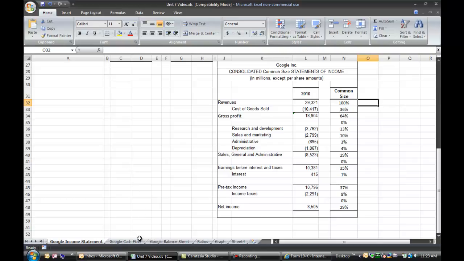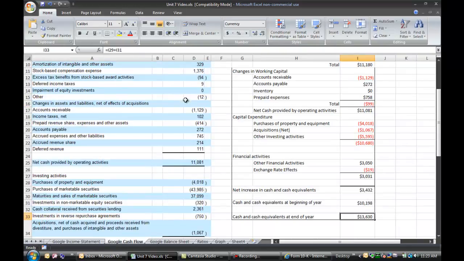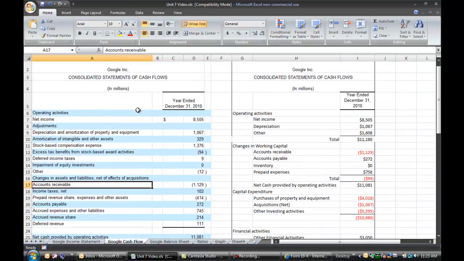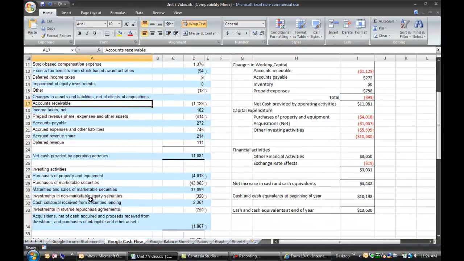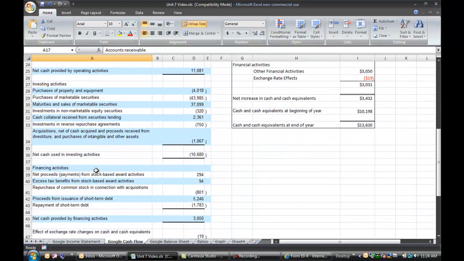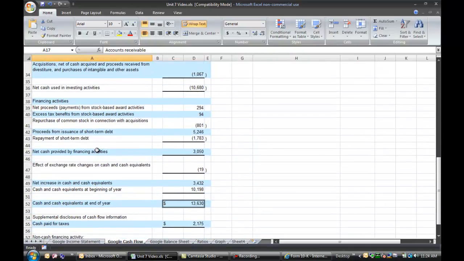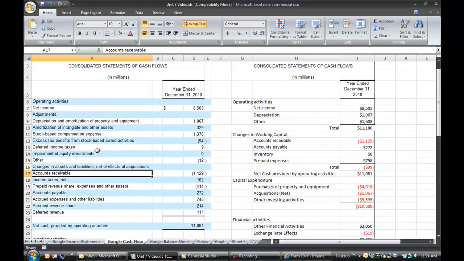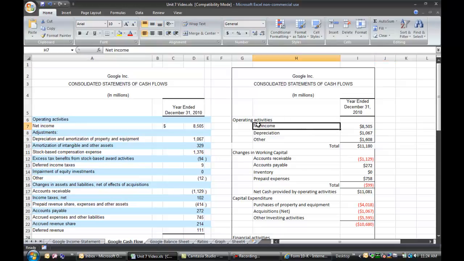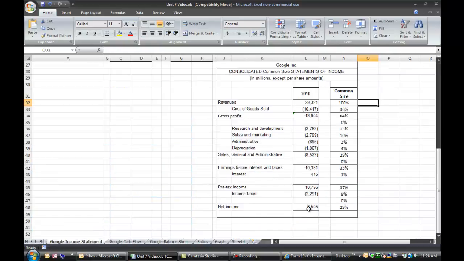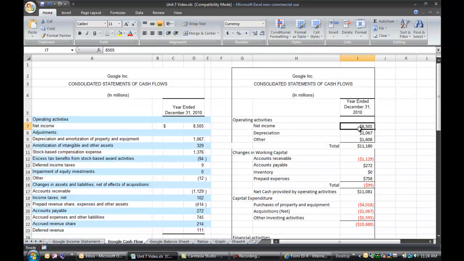Let's look at the Google cash flow statement. Google Consolidated, again, here is all the detail, more detail than a lot of people want to see, although someone who's really into this might look in detail at that. I'm sure their competitors probably do. Here are operating activities, the net income. On the previous one, the income statement, 8,305 was the net income. That starts off our cash flow.